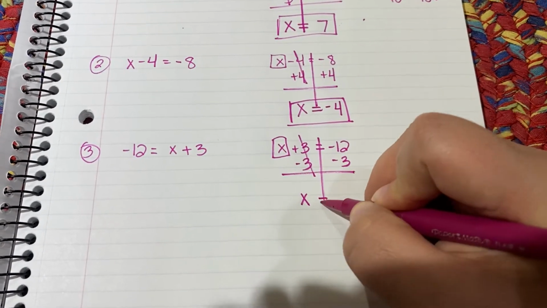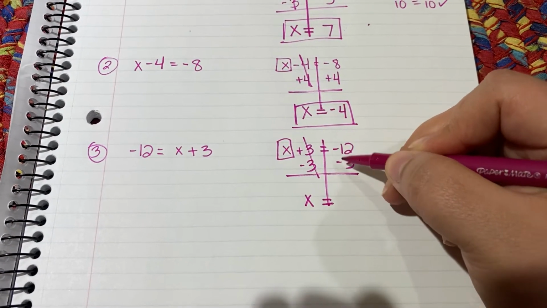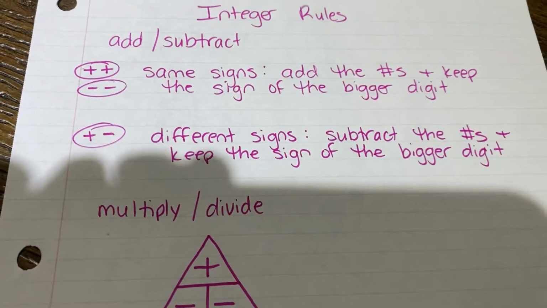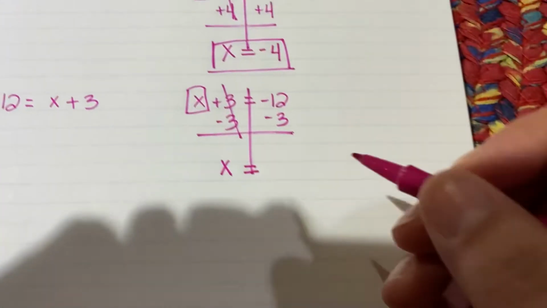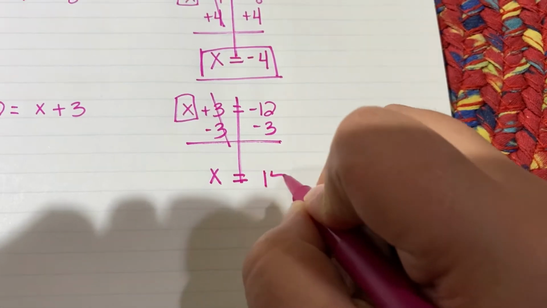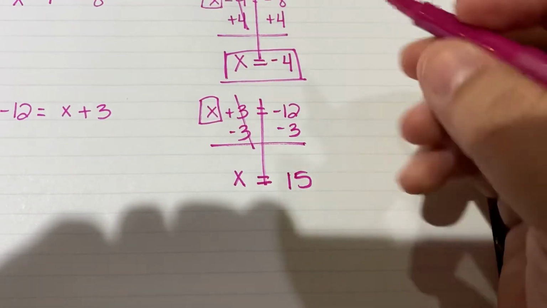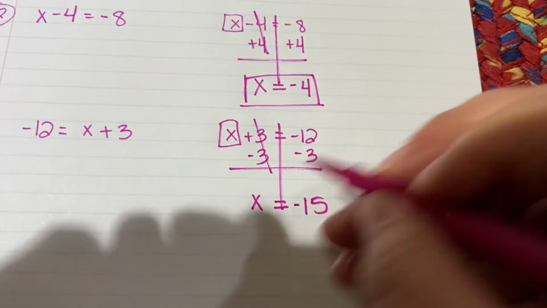So x equals, and then now we have negative 12 minus 3. So now we notice that both of these signs are the same. So if you remember your same sign rules, when the signs are the same, you add and then keep the sign of the bigger digit. So we're going to add these two numbers up. 12 plus 3 gets me 15. Keep the sign of the bigger digit. 12 is bigger. It was negative. So my answer is negative.